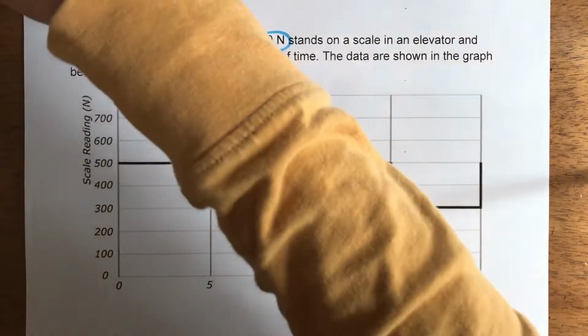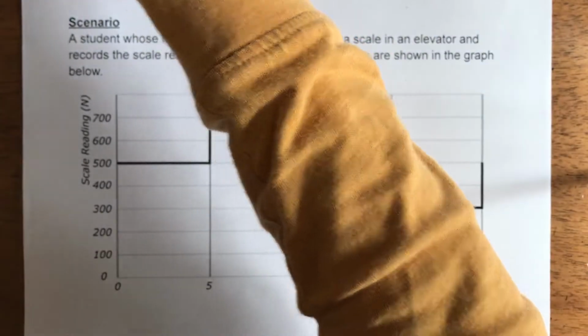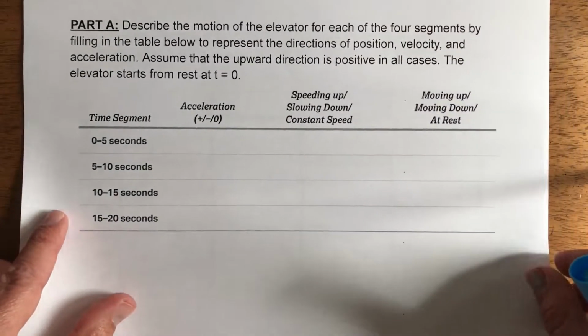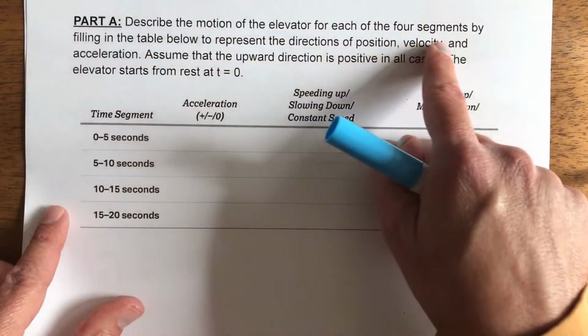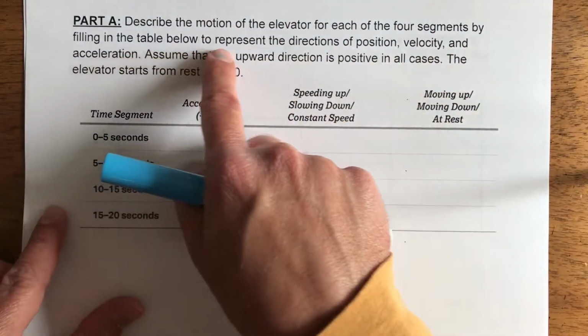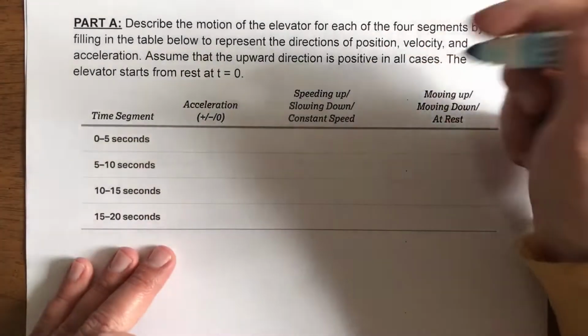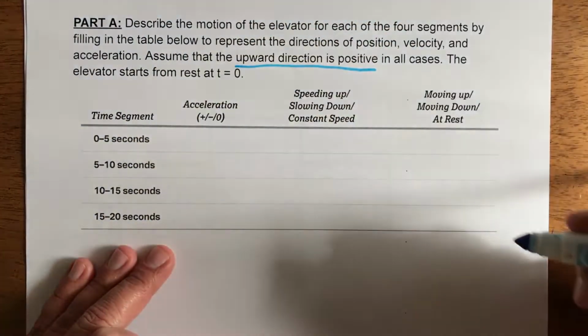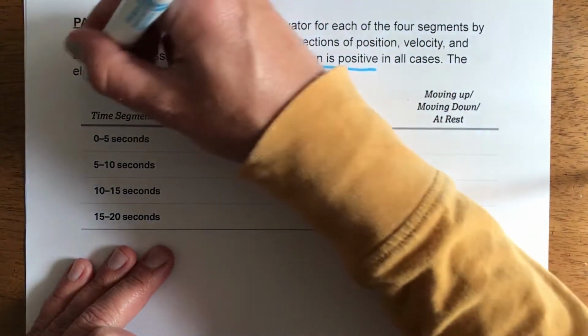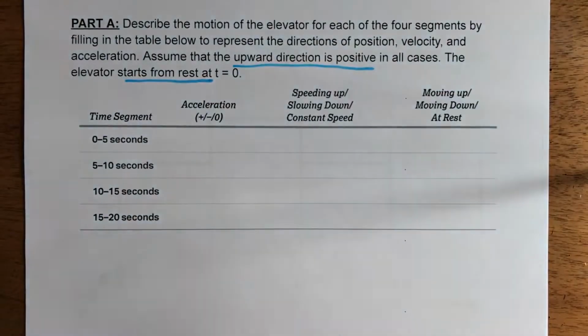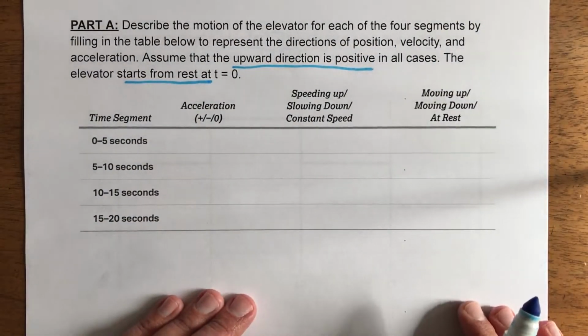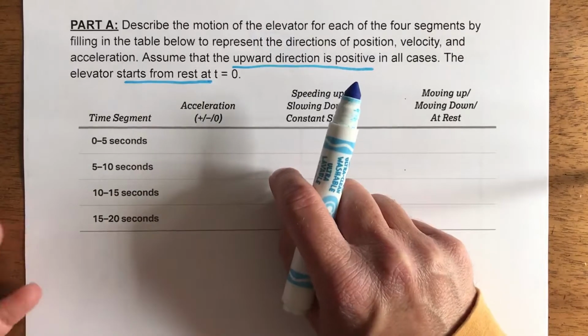Let's see what questions they ask us here on this one. So they say, describe the motion of the elevator for each of the four segments, filling in the table below to represent the directions of position, velocity, and acceleration. Assume that the upward direction is positive, so that's important, and that the elevator starts from rest, so that's also important to know there. So first part, 0 to 5 seconds.